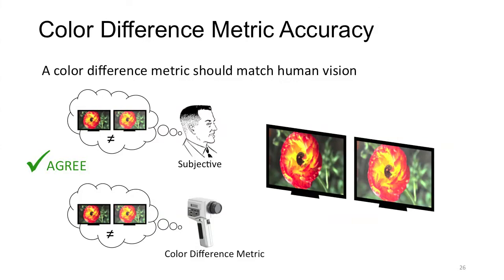When we design a color difference metric, what we want to do is make sure that it matches human vision. So when I look at two TVs and I see that they don't match, my color difference metric should also say they don't match. Likewise, if I look at two TVs and say, yes, they match perfectly, my color difference metric should also say they match perfectly. What happens if they don't?